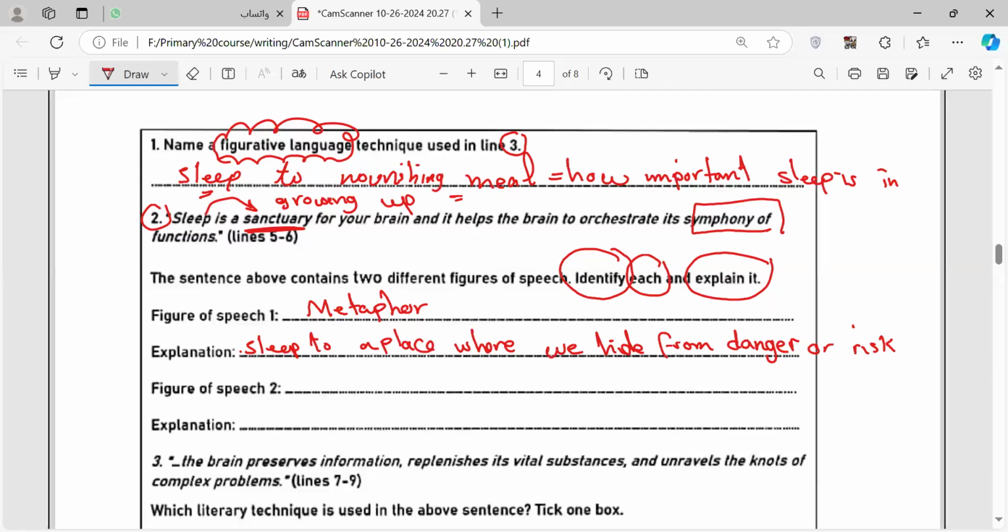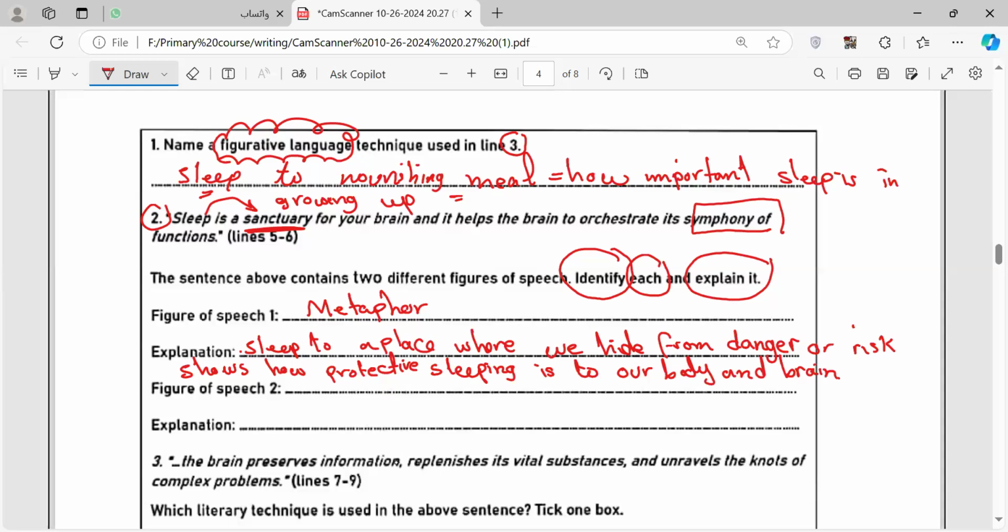Okay, figurative language number 2. Before we go to number 2, why did he compare sleeping to a shelter from danger, a safe place in which we can hide? Why do you think the writer used this kind of comparison, or what does this suggest? That sleep provides you protection, right? So we can decide that this comparison shows how protective sleeping is to our body and brain.